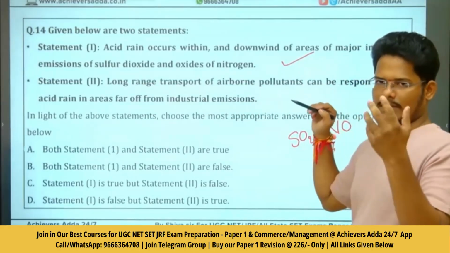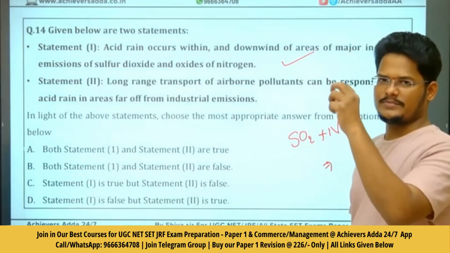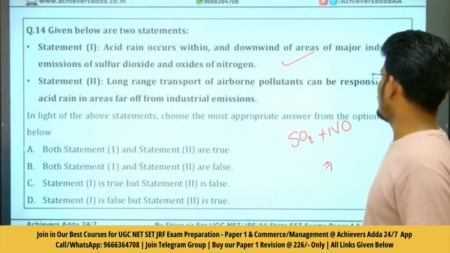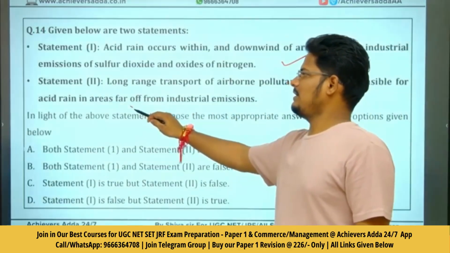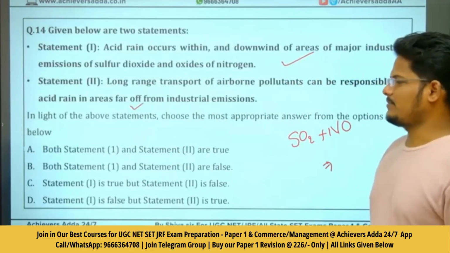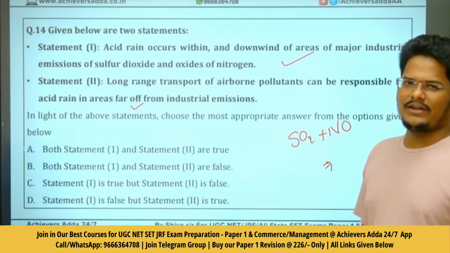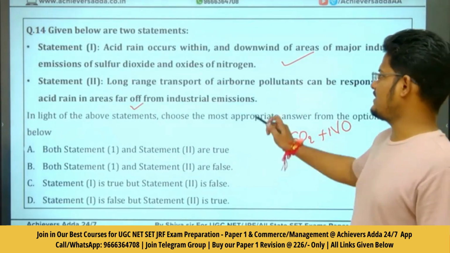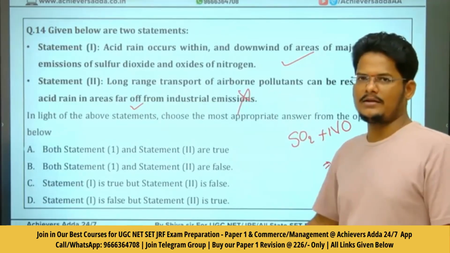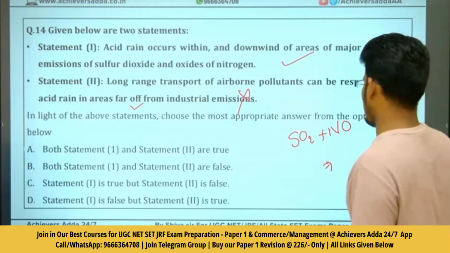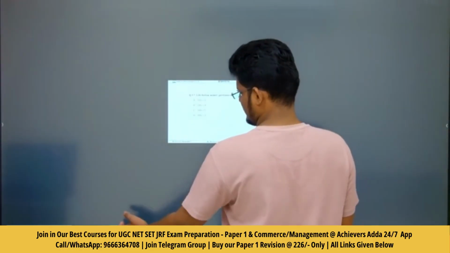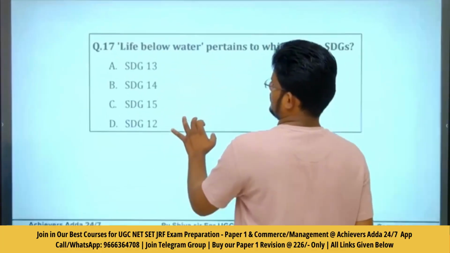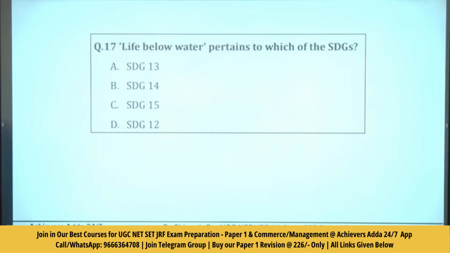So vehicles will be releasing various pollutants into the atmosphere, and these become the primary pollutants which are responsible for acid rain in areas far off from the industrial emission. So wherever there is vehicular pollution, it is not because of the industrial emission. Acid rain will not happen because of the industrial emission. Acid rain is a type of pollutant released from. Answer for this question will be 2.